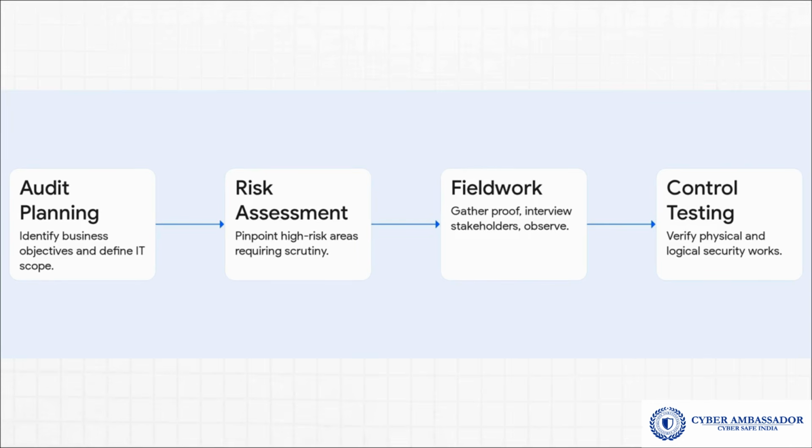In Step 2, the risk assessment, they go hunting for your highest risk vulnerabilities. By Step 3, they are on the floor doing field work and evidence collection, meaning they're interviewing your team and gathering digital proof of how things actually run. Then in Step 4, they run control testing. They literally jiggle the physical and digital locks to see if they hold up against potential failures. Notice how the whole thing starts with your business goals before a single test is even run?